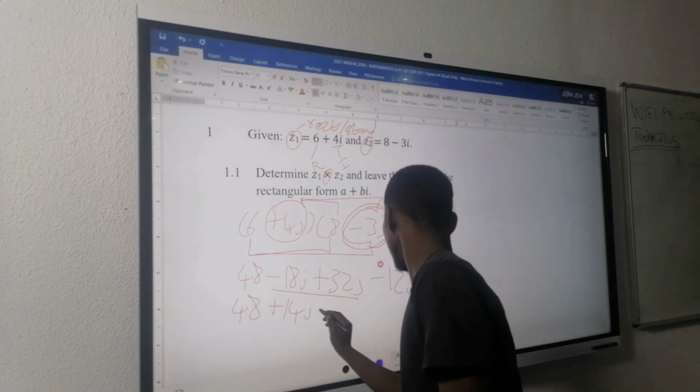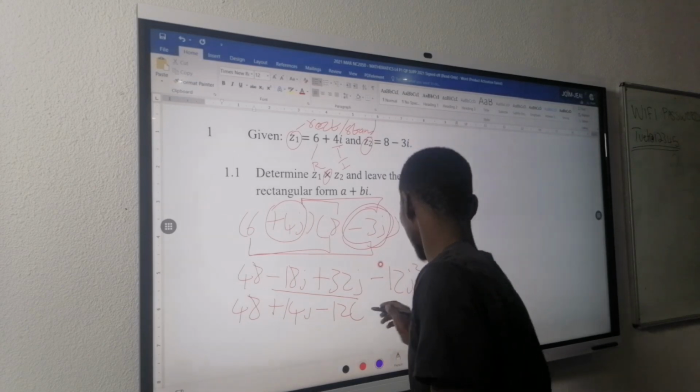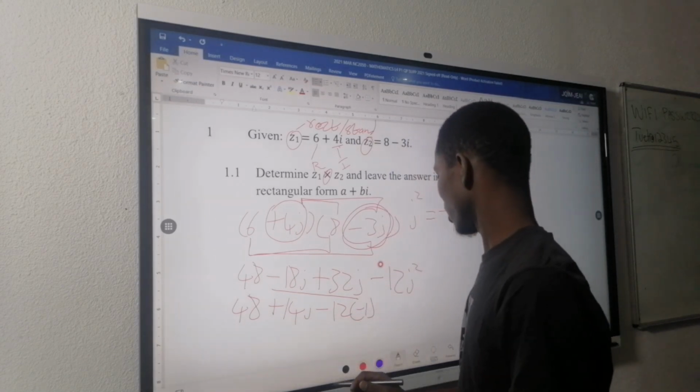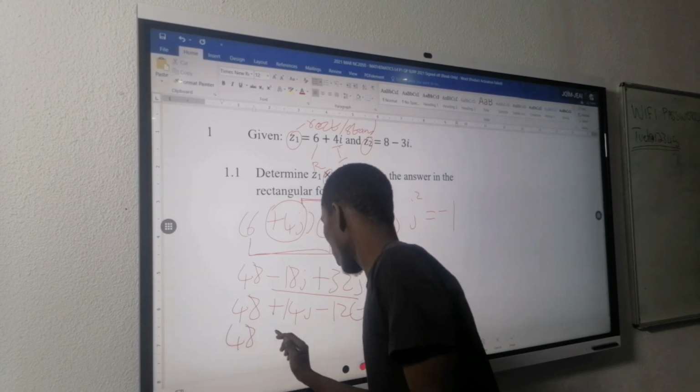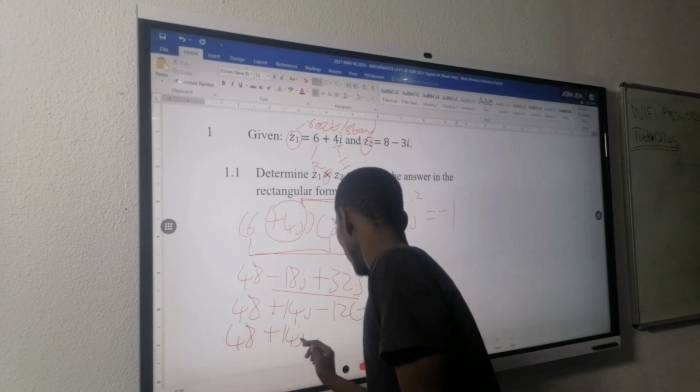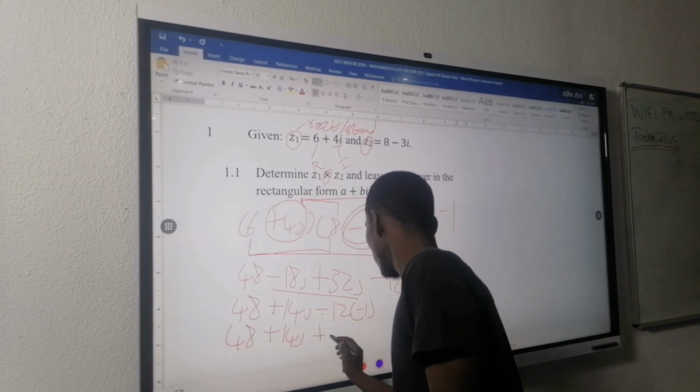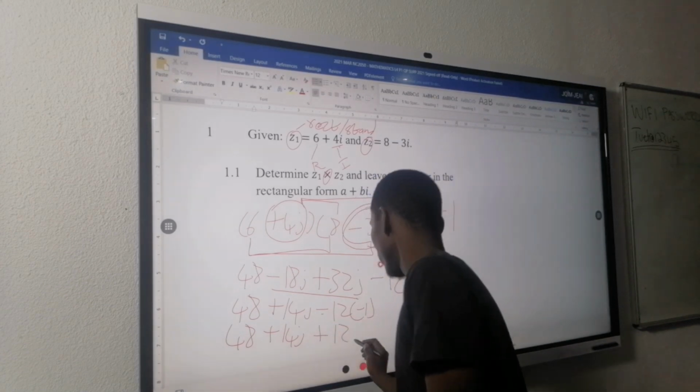This one, I will change to negative 12 i squared. Whenever I see i squared, I will put negative 1, right? Negative multiplied by negative gives me positive, 12 multiplied by 1 gives me 12. This means I will have 48 plus 14i plus 12.